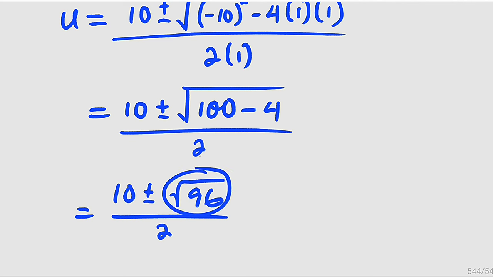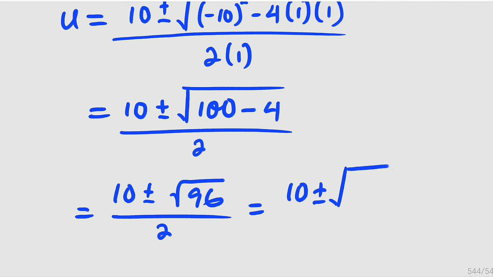Let me simplify this a little bit so you see everything clearly. We have 10 plus or minus the square root of 16 multiplied by 6, which will give us 96 exactly. But we know that the square root of 16 is equal to 4, right? So we can bring the 4 outside.